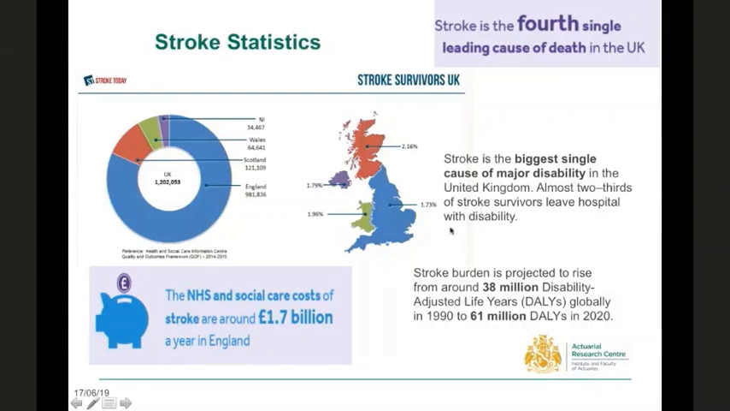Because of this, the NHS and social care costs associated with stroke are estimated to be 1.7 billion a year in England. It also increases the DALYs, the disability adjusted life years. DALYs are basically years lost due to physical impairment or premature death. It was estimated to be 38 million in 1990 and is expected to rise to 61 million DALYs in 2020.